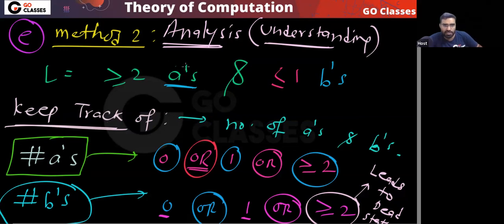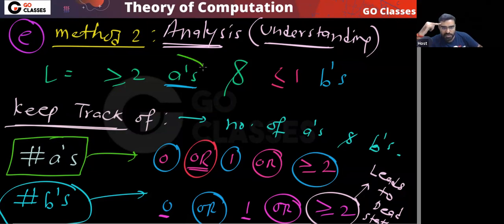Remember, this is your language. Your language is at least 2 A's. You must have at least 2 A's and at most 1 B. So in any string I give to you, what will you keep track of? You will keep track of number of A's and number of B's. For number of A's, what categories can you create? You can create 0A, 1A, or greater than or equal to 2A. These 3 categories you can create.